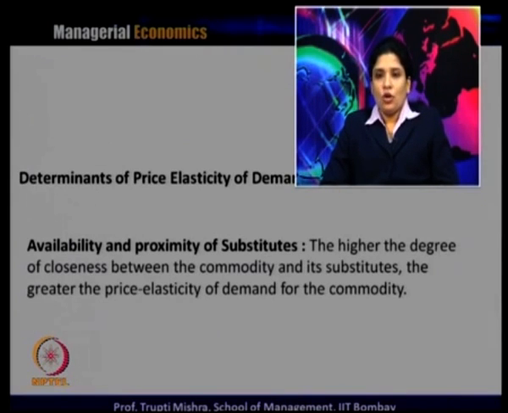Like if you are considering tea and coffee, they are close substitutes. If the price of tea increases, the consumer will be more sensitive and move to coffee because it almost gives the same usefulness to the consumer. So, in this case, the more the availability and proximity of the substitute, the higher the degree of closeness between the commodity and its substitute.